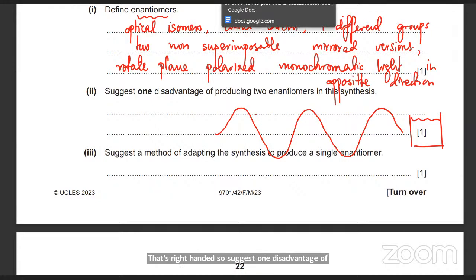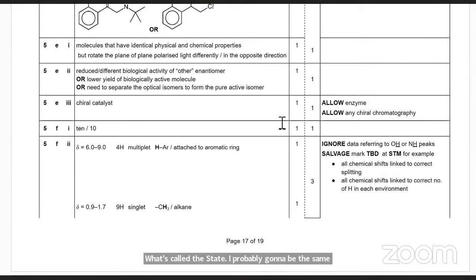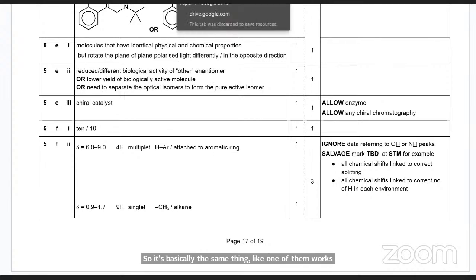What did he state? It's probably going to be the same statement, which is that it's kind of the same way: low yield of biologically active molecule, or reduced activity. So it's basically the same thing. Like one of them works, the other one does not work.